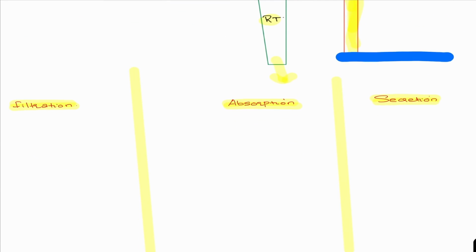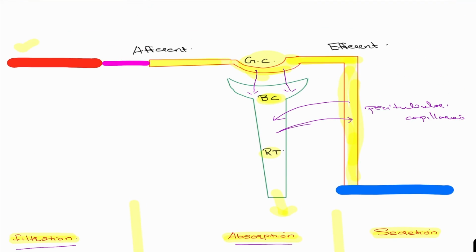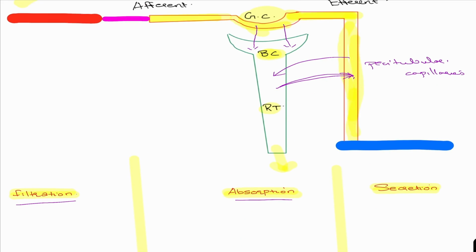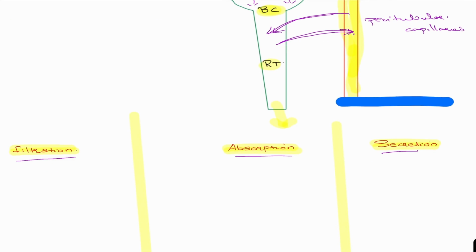Now, three things happen, as I've told you. One is filtration. The second is reabsorption, that is, from the renal tubules going back into the blood system through the peritubular capillaries. Then it can also happen that certain things are secreted into the renal tubules. So three things happen. Let us see some very basic understanding of this area to understand our lectures further.